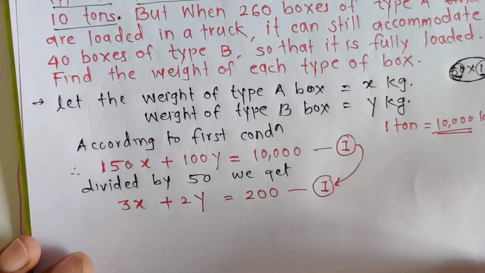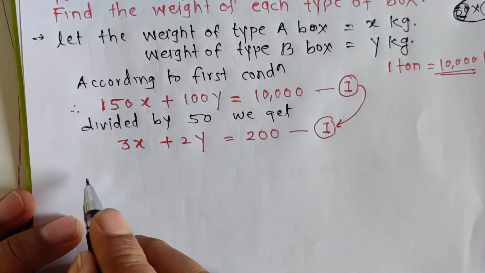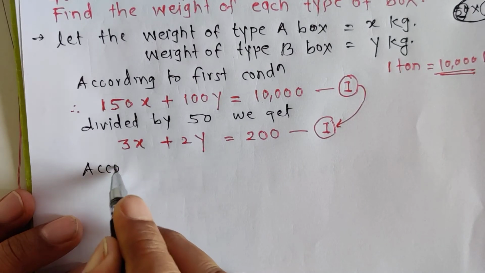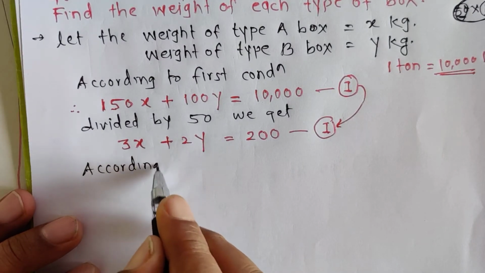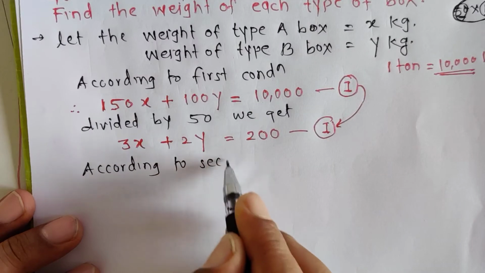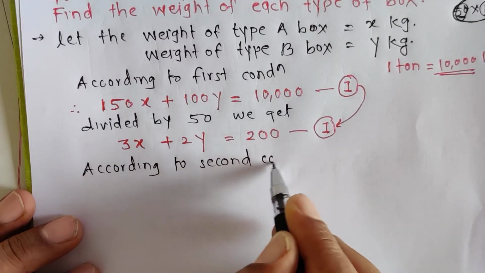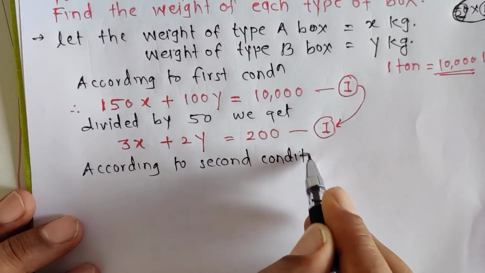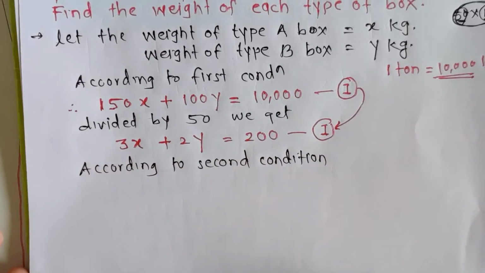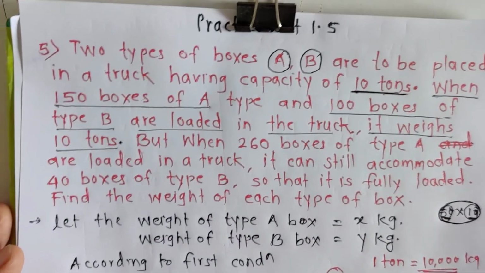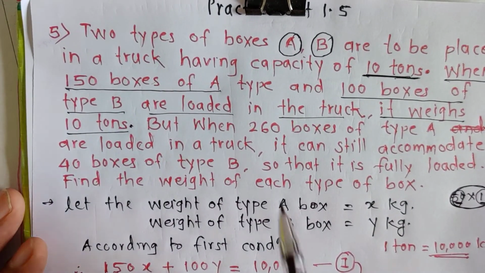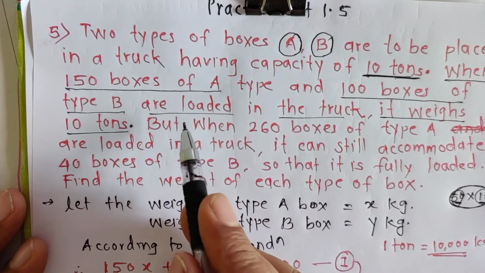So this is our equation 1: 3x plus 2y is equal to 200. Now use the second condition. According to the second condition, read properly.